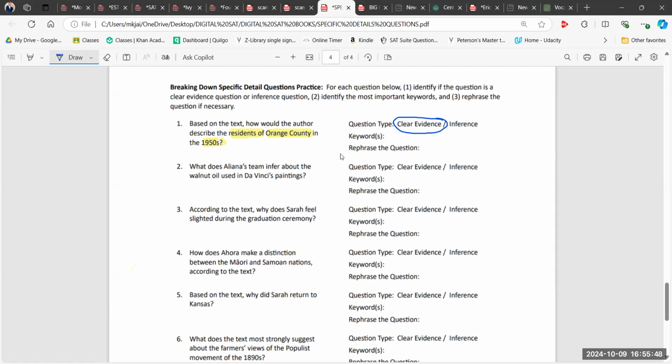Yes, it is inference, and the keywords are Eliana team, walnut oil, Da Vinci paintings. What kind of question? It's inference. Have a look, Habibti. What does Eliana's team infer? So this is inference, not clearly stated, about the walnut oil used in Da Vinci's painting. Okay, a minute, please, Habibi.